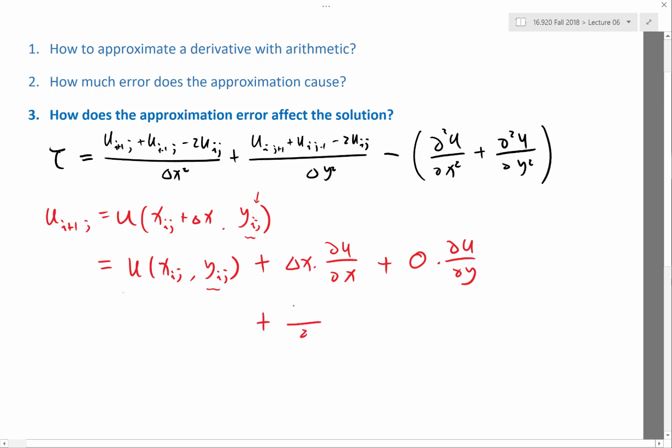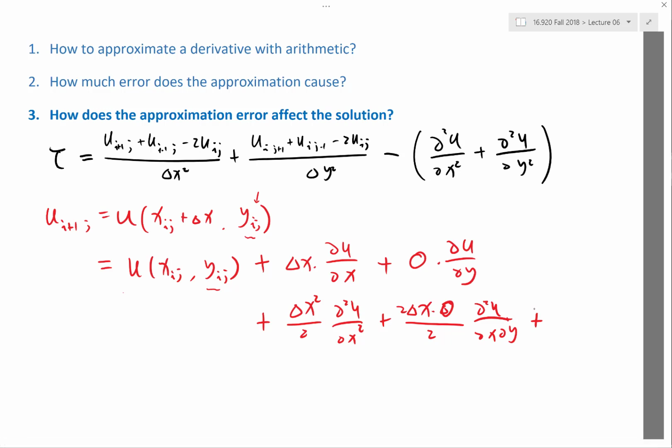And then I have half of delta x squared times the second order derivative, plus, well, there is actually a delta x delta y term, but delta y is 0, right? And 2 over 2, so it actually cancels. This is the cross derivative term, which again is 0. But if you have a more complex stencil with coordinates that are not exactly aligned with the xy direction, you would have a non-zero term over here. All right, so this is basically how we expand the Taylor series in multiple dimensions.